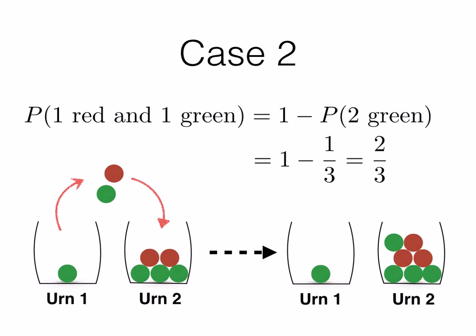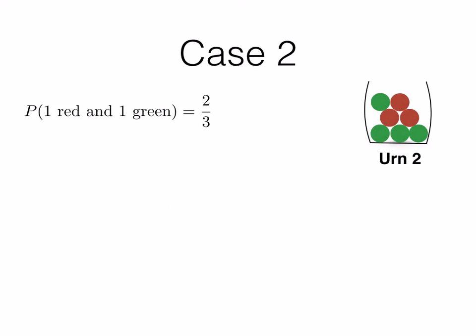This results in the following diagram, where in the second urn, we now have 3 red balls out of 7 total balls. Now we want to know what is the probability of drawing a red ball under case 2. This is 3 out of 7 because there are 3 red balls out of 7 total balls in the second urn.